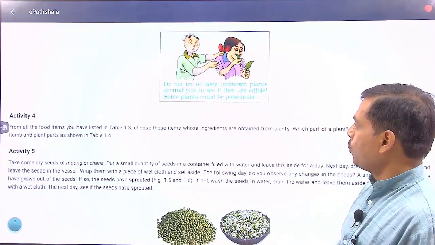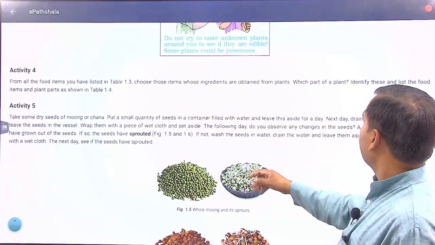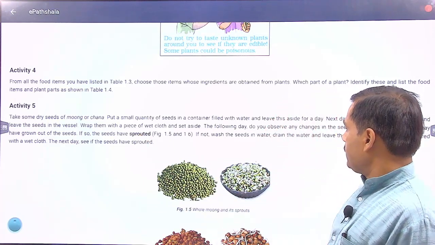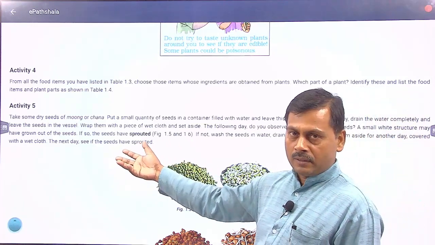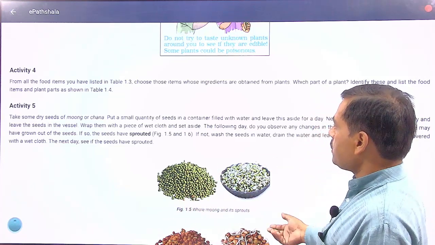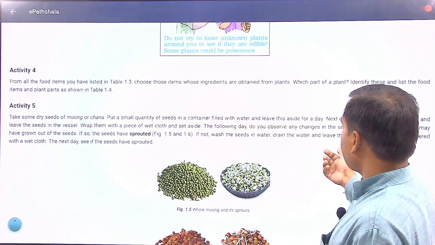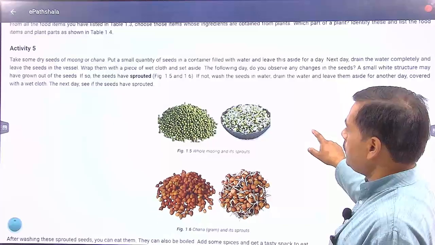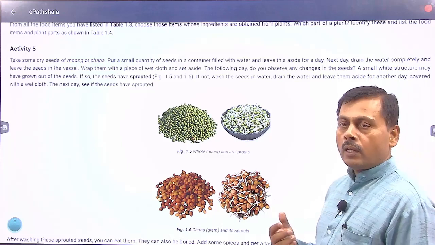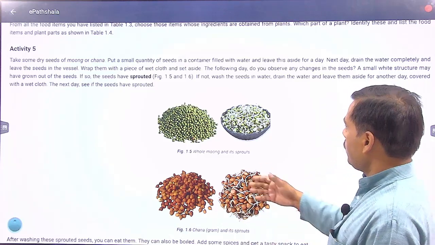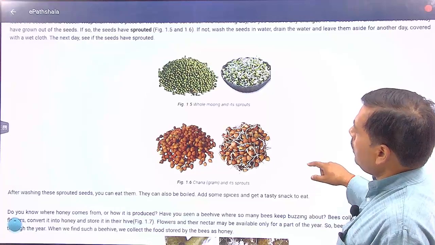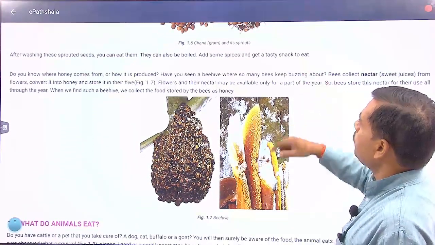There are activities 4 and 5. We find here the sprouted seeds. What are sprouted seeds? Germinated seeds are known as sprouted seeds, and they are rich in protein. The sprouted seeds are rich in protein, hence they are important. They are used in our food, like whole moong and sprouted chana. Sprouted seeds are also among the most important sources of protein.